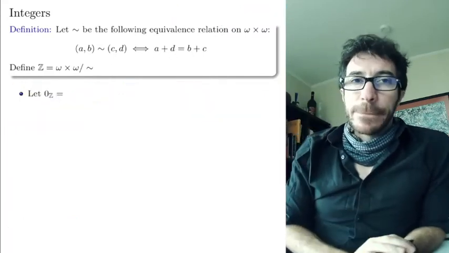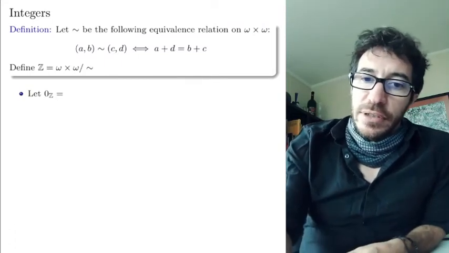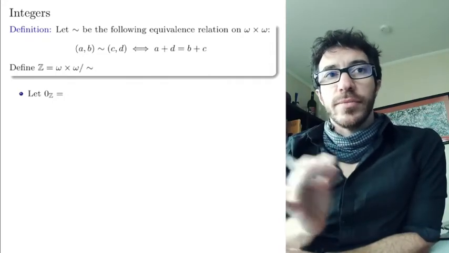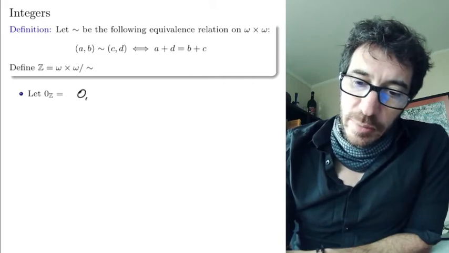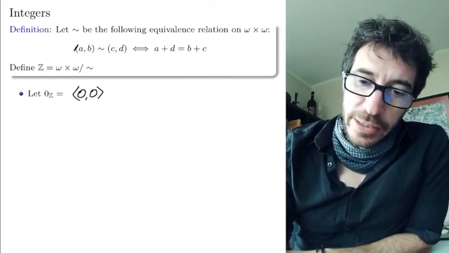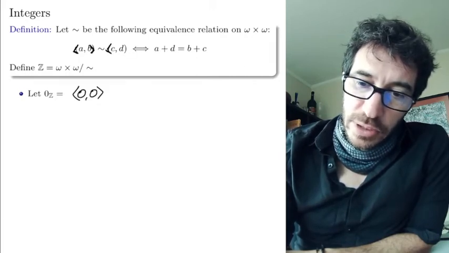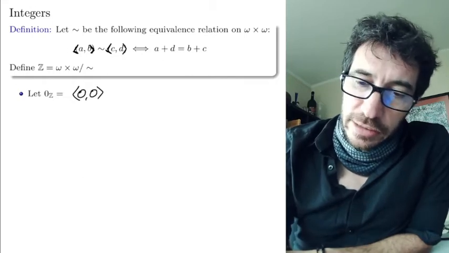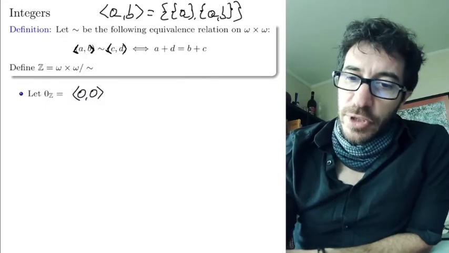Now let's look at the usual suspects. So who is the 0 of the integers? Well, it should be the pair 0, 0. By the way, these are pairs, the pair that we defined also in the previous one, right? Recall that the pair a, b means the set containing a and the set containing a, b. Yeah, so that's why we made the pair.